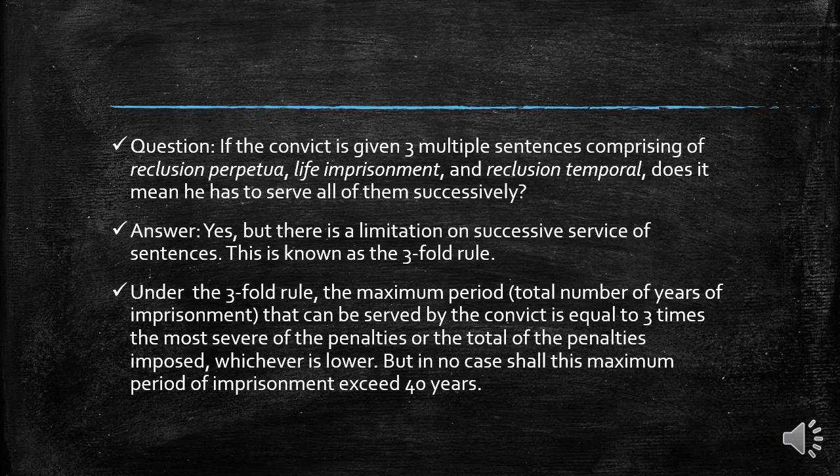Under the threefold rule, the maximum period or total number of years of imprisonment that can be served by the convict is equal to 3 times the most severe of the penalties or the total of the penalties imposed, whichever is lower. But in no case shall this maximum period of imprisonment exceed 40 years.